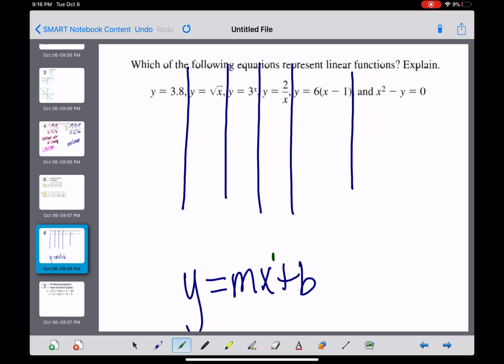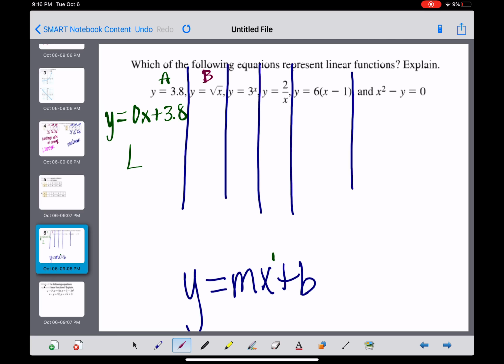So if I look at example A, y equals 3.8. So this is somewhat in the form y equals mx plus b. It's just that an x isn't written, but I could rewrite this as y equals 0x plus 3.8, and it emulates y equals mx plus b, so this is linear.